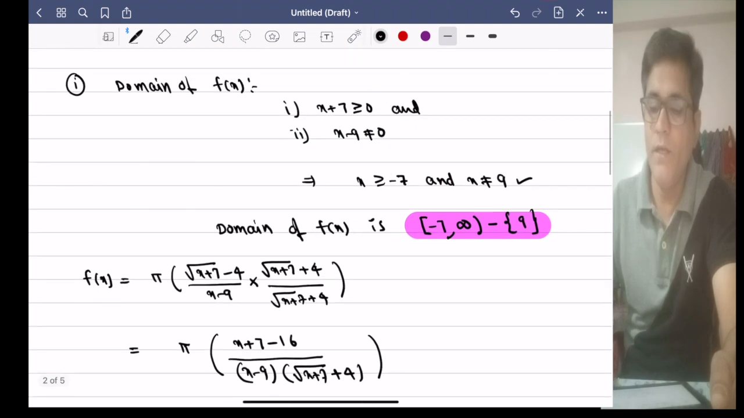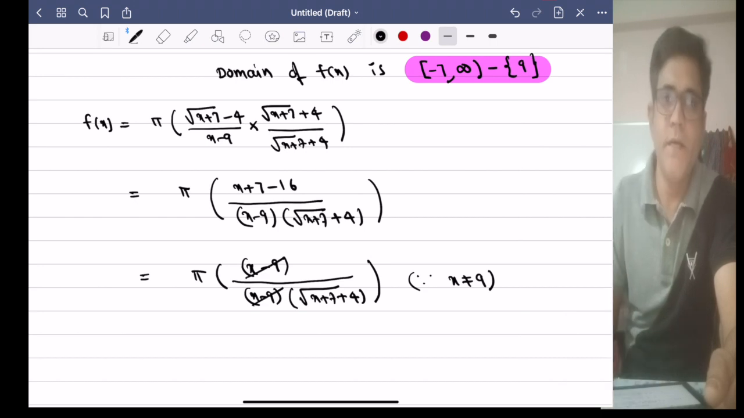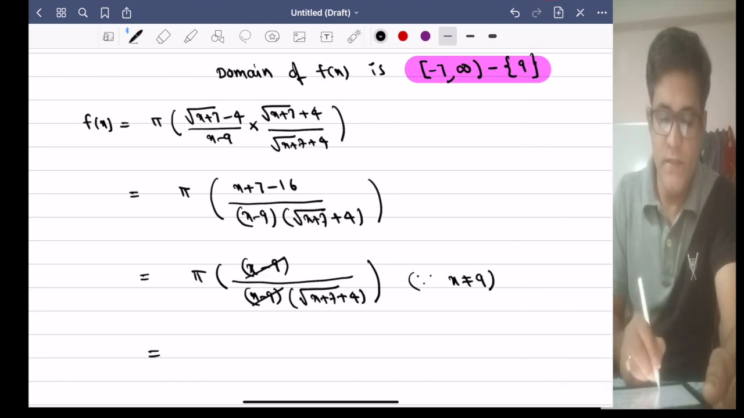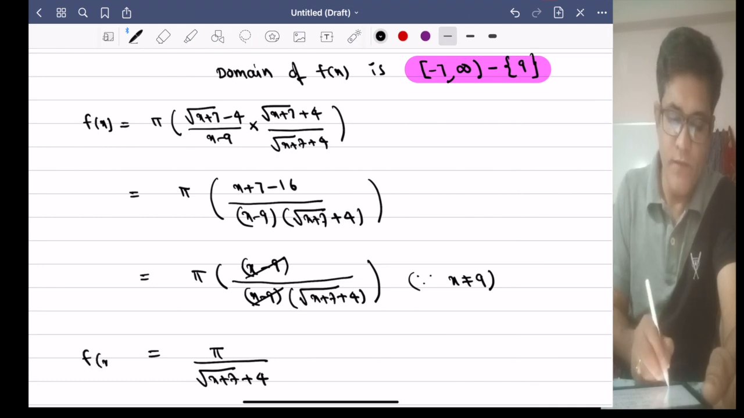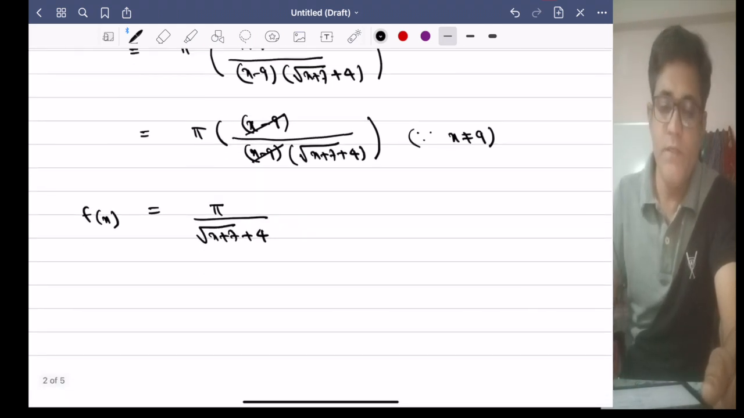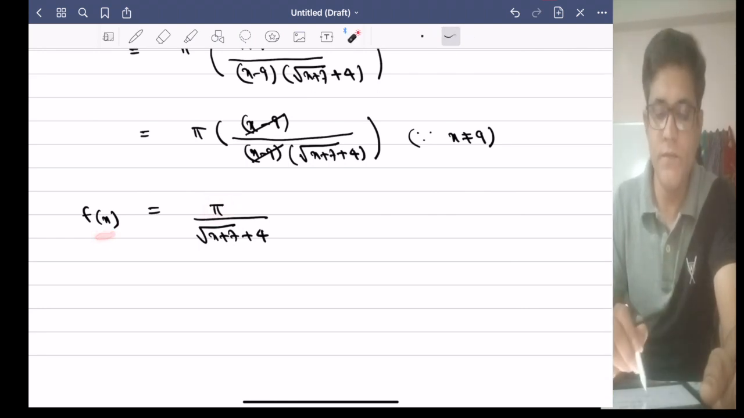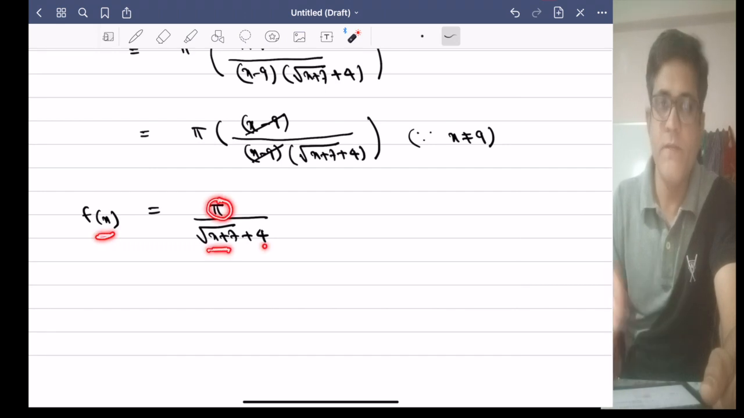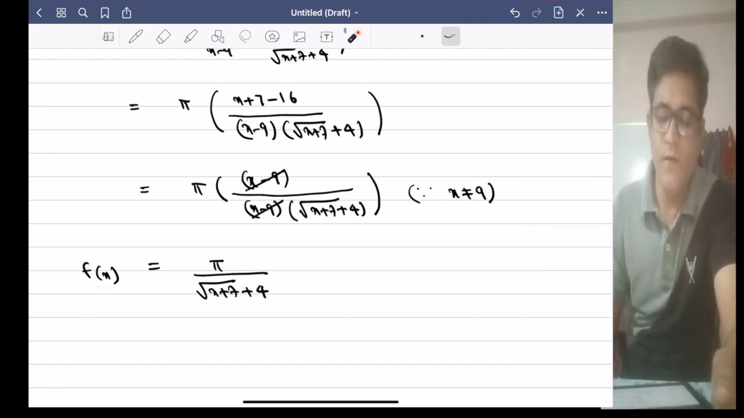But our domain is x not equal to 9. Therefore, since x is not equal to 9, you can cancel x minus 9 and x minus 9. So now our f of x equals pi over root of x plus 7 plus 4. So this is our f of x. What we got in the numerator is a constant. Here f of x equals pi over root x plus 7 plus 4. Now we can easily find the range of f of x.